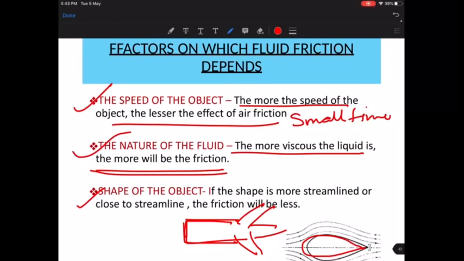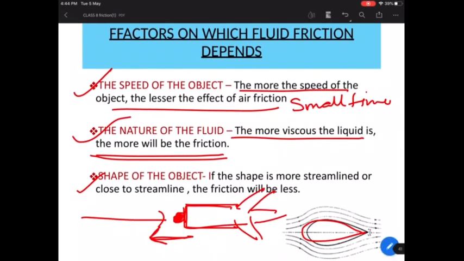No. Why? Because all the air that is coming is going to be stagnant here. The more air that touches the tip of the aircraft, or the tip of any bird which is flying, the less it will allow the bird to fly faster. It will not allow the aircraft to move faster because the friction is more. If the friction is more, then the movement will be less. Right? So this type of shape is called streamline.